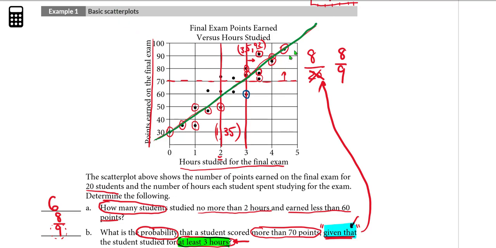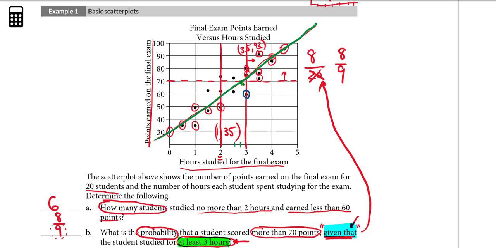And you will notice that that line allows us to make an approximate prediction as to how many points somebody will earn given that they studied a certain amount of time. For instance, if I ask you how many points will some person earn if they study for, let's say, 2.75 hours, you can see that there are no students at 2.75 hours. 2.75 hours would be about here.